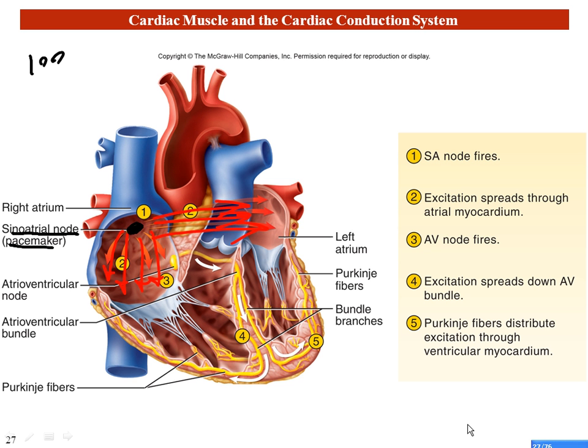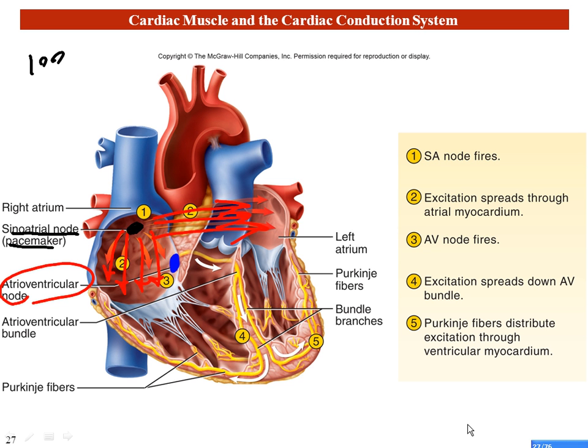Now, another area where this action potential is going to go is the atrioventricular node, the AV node. This is the AV node right here. The AV node is a speed bump, and it's going to slow down this action potential. Where it's going to go next, once it goes through the AV node, is into the ventricles.